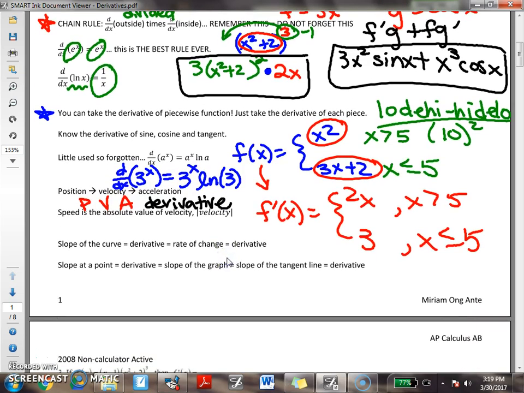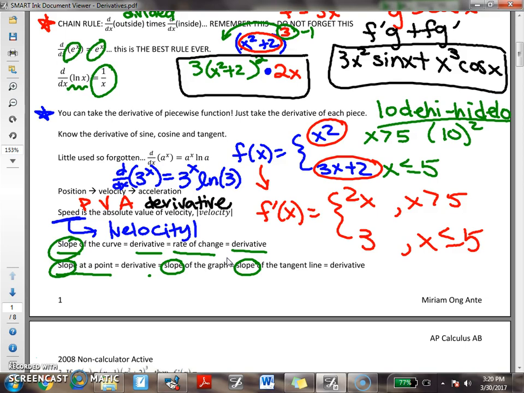Okay, if we see the word speed, that just means take the absolute value of velocity. That's all it means. Okay, if you just see the words slope of the curve, derivative, rate of change, derivative, they all mean the same thing. If you see the word slope at a point, it still means derivative. It still means slope of the graph. It means the same as slope of the tangent line. You get it. If you see the word slope, rate of change, they all mean the same thing. They mean derivative.